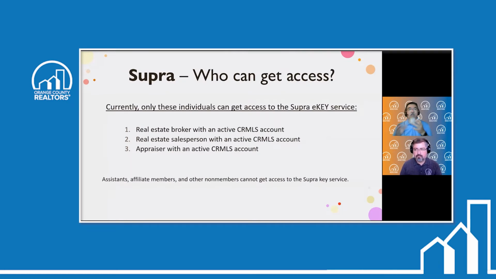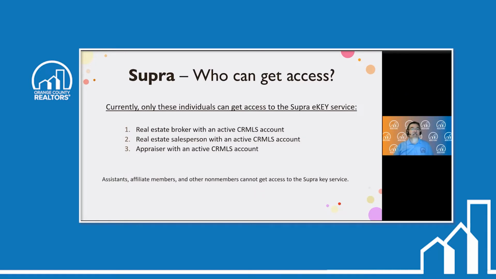Right now, currently, only those individuals that can get access to the Supra Key service are the real estate broker with an active CRMLS account with us, a real estate salesperson with an active CRMLS account with us, and also an appraiser with an active CRMLS account with us. No assistants, no affiliate members, and no other non-members can gain access to our Supra Key service. The feeling is that this keeps the system secure, and that way it keeps everyone in check, because everyone that has the key service has been bonded in some way or another.